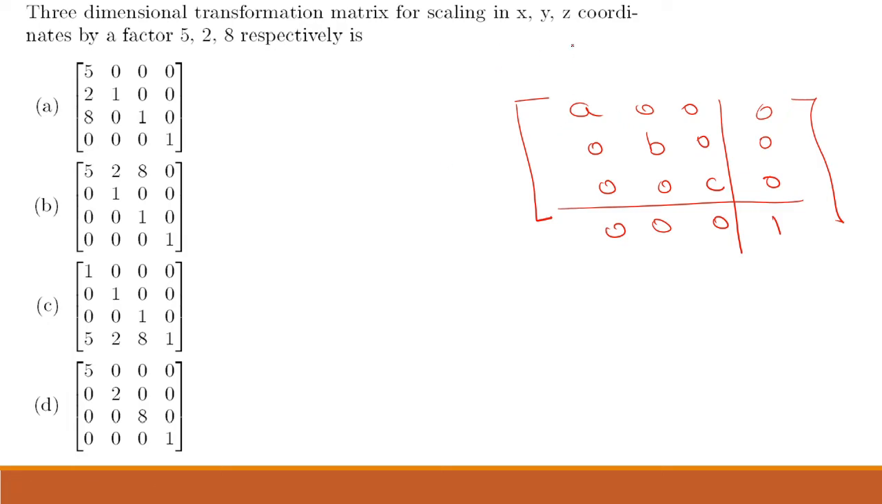Here A is a scaling in x coordinate. Again B will give the scaling in y coordinate by factor B, and C will give the scaling in z coordinate by factor C. Now here what are the values of A, B, C? A is 5, B is 2, and C is 8. So what will be the diagonal entries? 5, 2, and 8. So which option will be the correct? You can see option D will be the correct option.